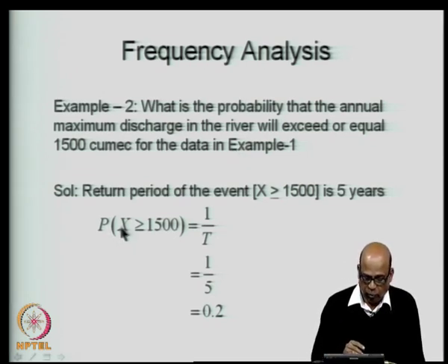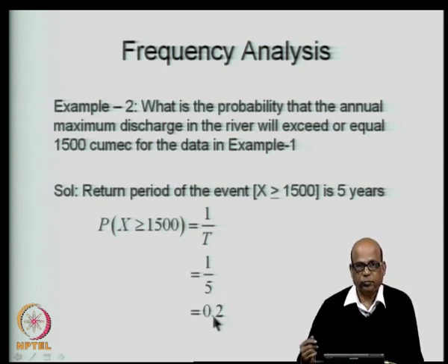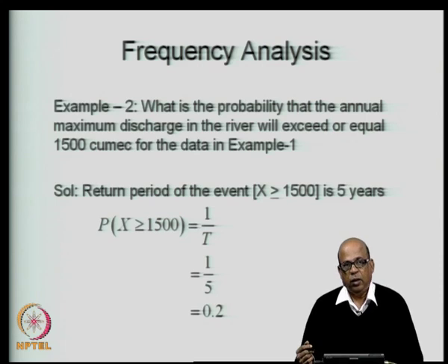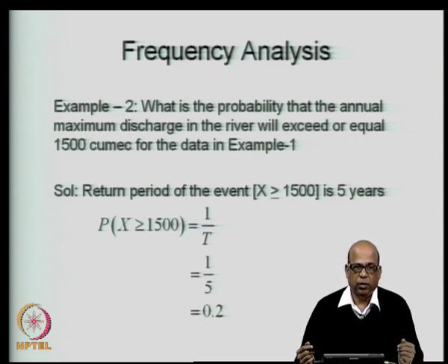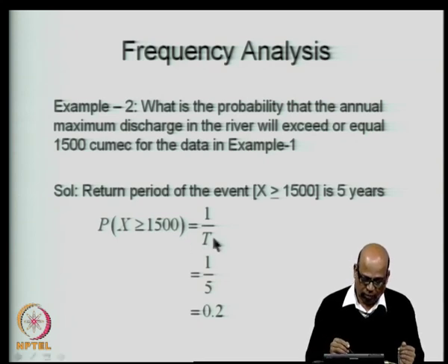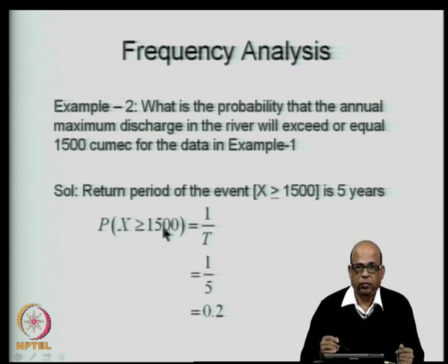So, we simply put P(X ≥ 1500), the probability of X greater than or equal to 1500, is 1 by T, which is equal to 1 by 5, which is 0.2. So, this is how we obtain the probabilities for a given return period. Let us say our return period is 40, then obviously this 1500 will be different.